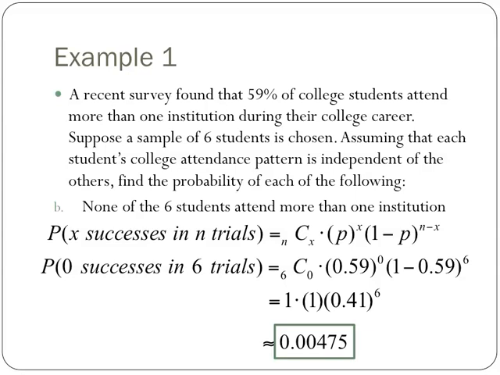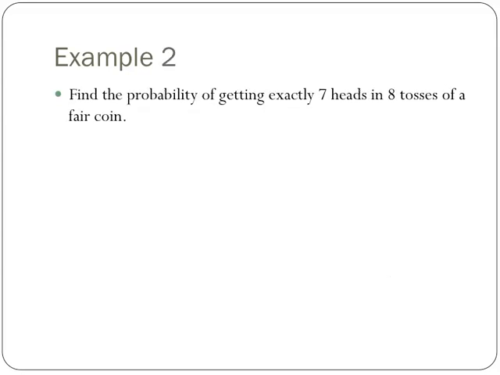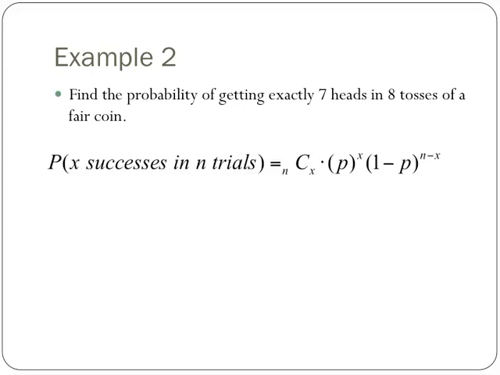Let's try another example. Find the probability of getting exactly 7 heads in 8 tosses of a fair coin. So here we're trying to find a success as being getting heads on the coin toss. And in this case, we're trying to find the probability of getting exactly 7 heads in 8 of those tosses. So 7 successes in 8 trials. So x is 7, n is 8.